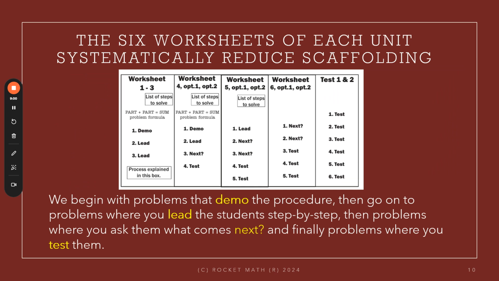The 6 worksheets of each unit systematically reduce scaffolding. The first 3 worksheets in each unit have a problem that demos the procedure, then 2 problems where you lead the students step by step. By worksheet 4, there are problems where you ask them what comes next, and finally a problem where you test them. You can see we are gradually reducing the scaffolding as we work through the unit.